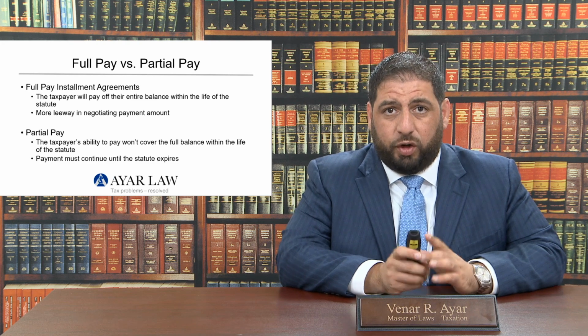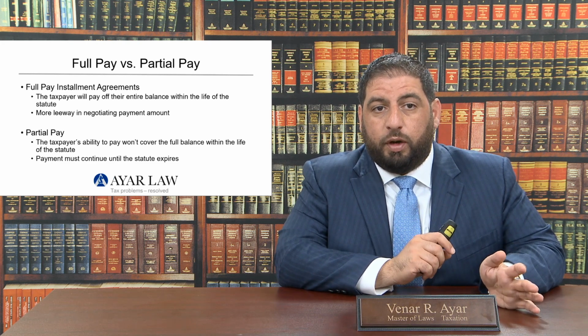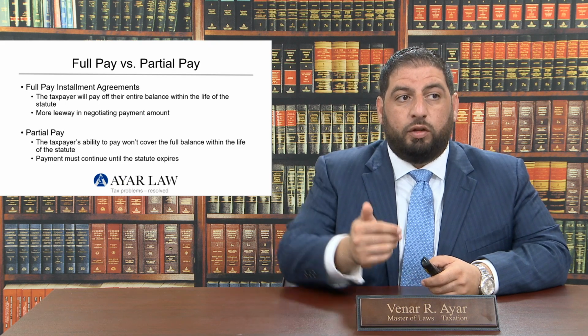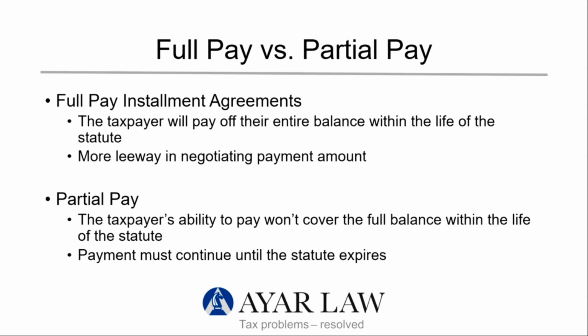Now, there are different kinds of agreements. There's a full pay installment agreement. What that means is the taxpayer will pay off their entire balance within the life of the statute. When you're doing a full pay installment agreement, the IRS has a little more leeway as far as what they can accept as the payments.